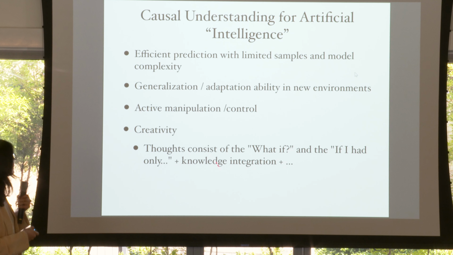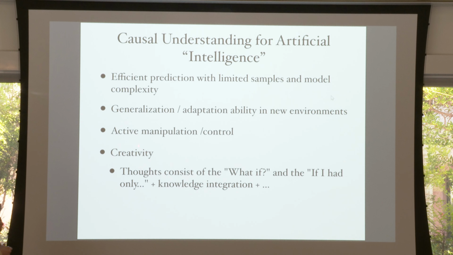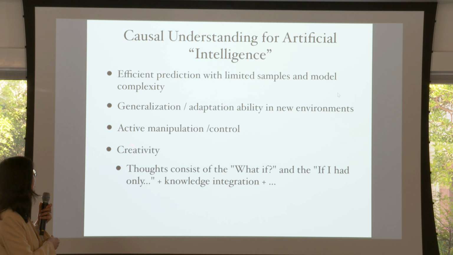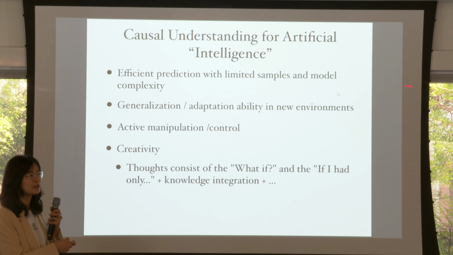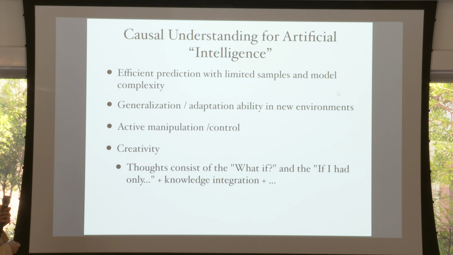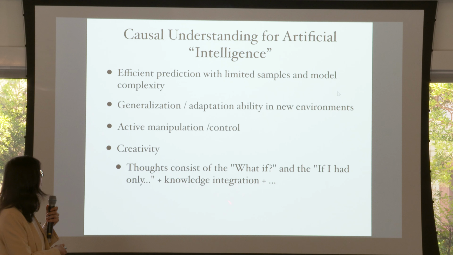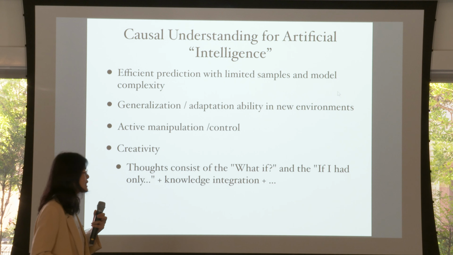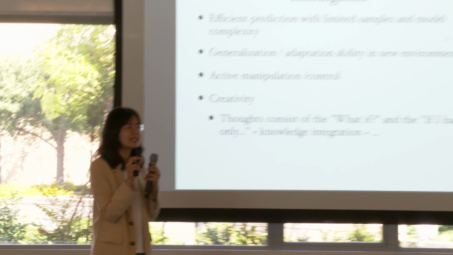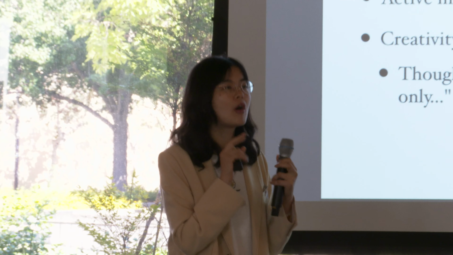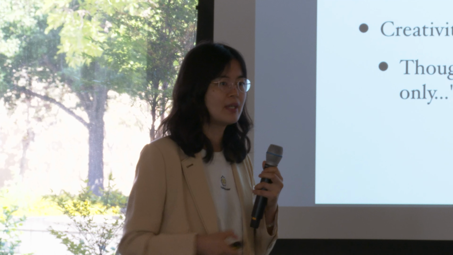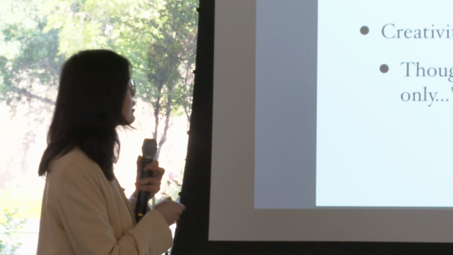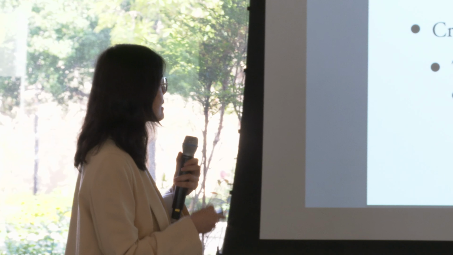And furthermore, we know that causal understanding can help us to achieve active manipulation and control. And also, it can provide us with creativity. For example, we usually want to answer questions like, what if I had taken a different action? Or why this happens? So these are all causal questions that can be answered.